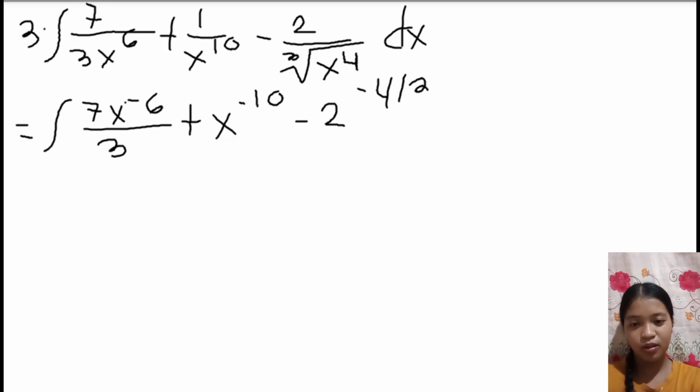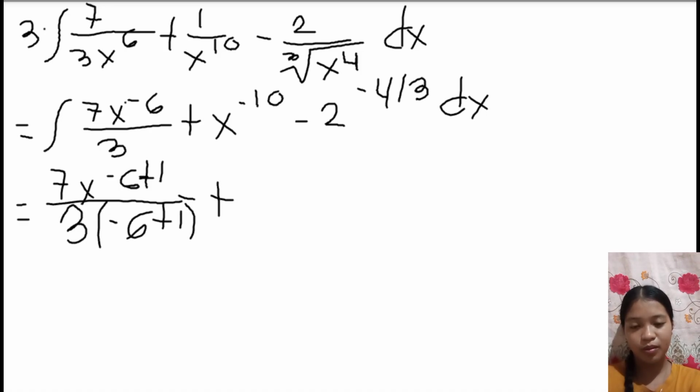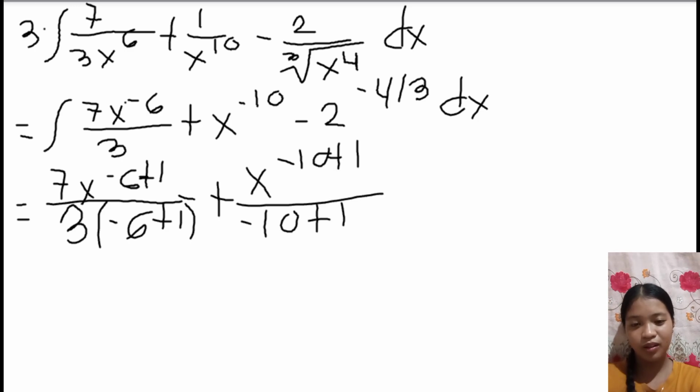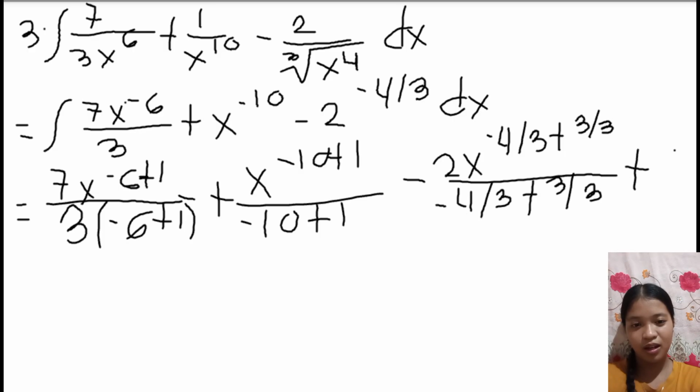And then we're going to add 1 to each exponent. So it will be 7x raised to the power of negative 6 plus 1 over 3 times negative 6 plus 1, plus x raised to the power of negative 10 plus 1 over negative 10 plus 1, minus negative 2x raised to the power of negative 4 thirds plus 3 thirds over negative 4 thirds plus 3 thirds, then plus c, because we are integrating.